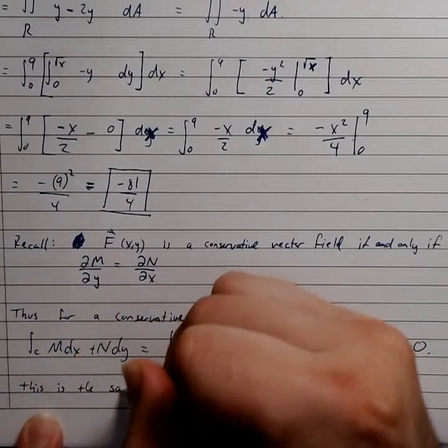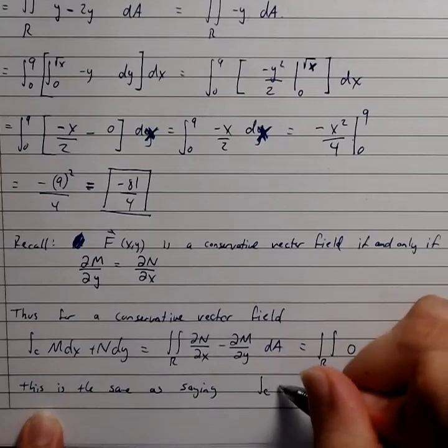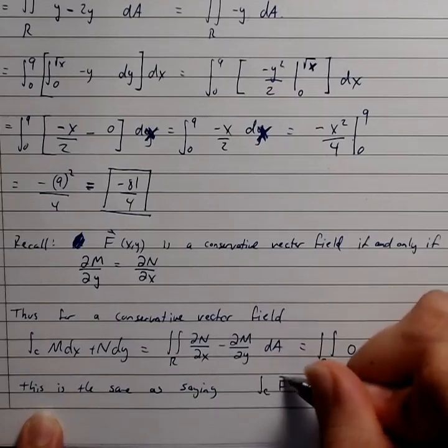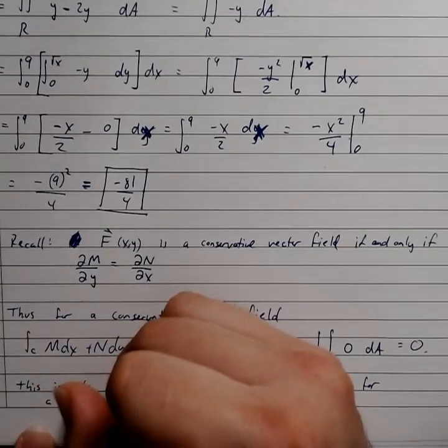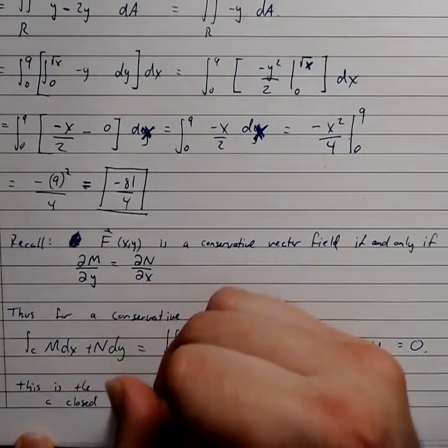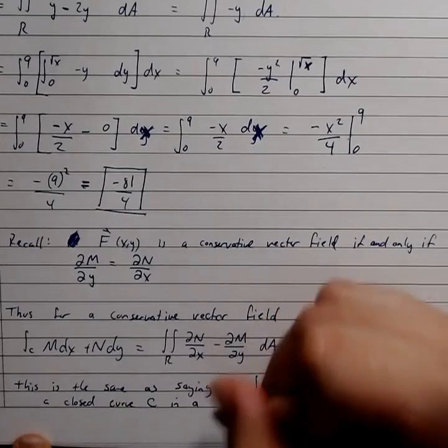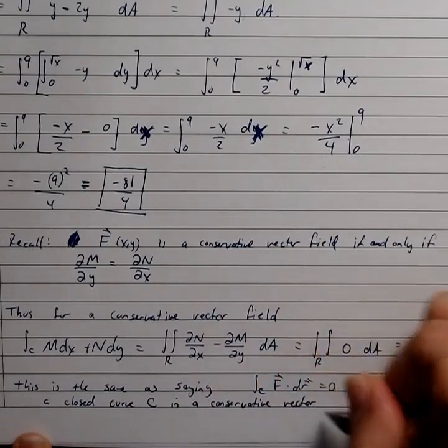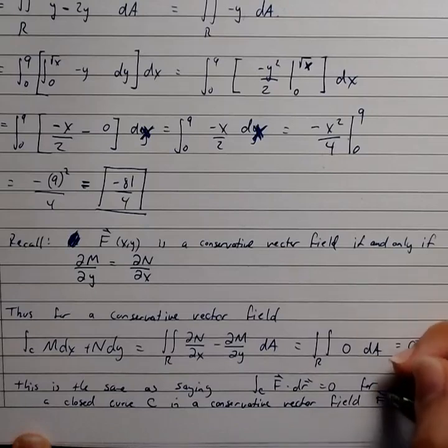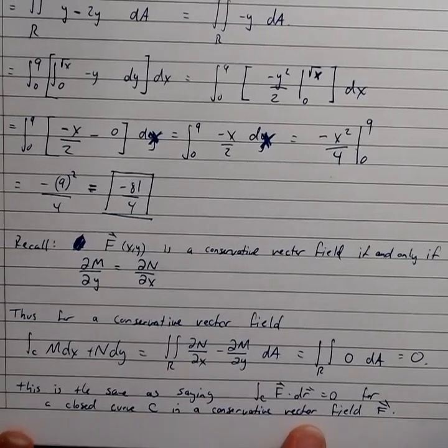This is the same as saying that the line integral over C of F dot dr is equal to 0 for a closed curve C in a conservative vector field F. Which further confirms the third statement of our last theorem in the previous section in 15.3.